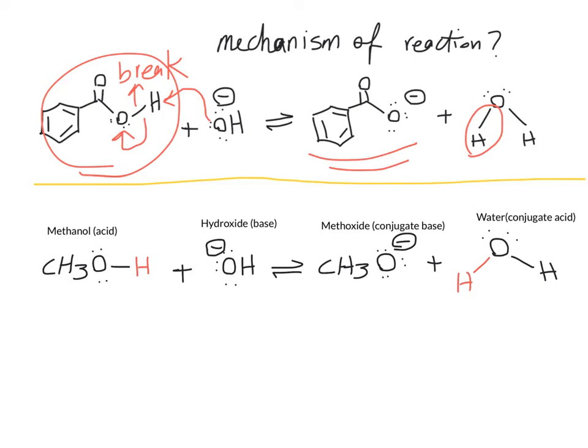This reaction is also an acid-base reaction. Methanol is losing a proton and becoming methoxide. So methanol is the acid and methoxide is the conjugate base. And hydroxide is gaining a proton and becoming H2O, water. So hydroxide is the base and H2O is the conjugate acid.